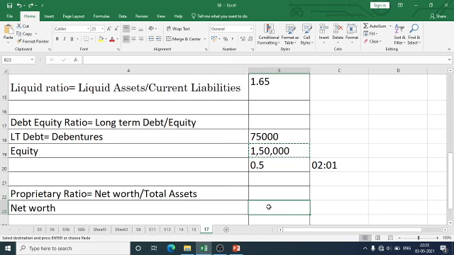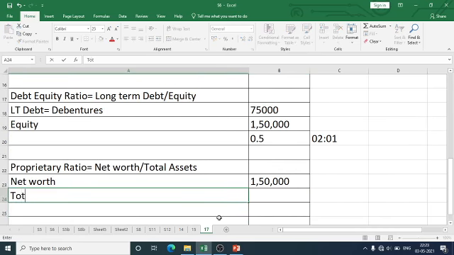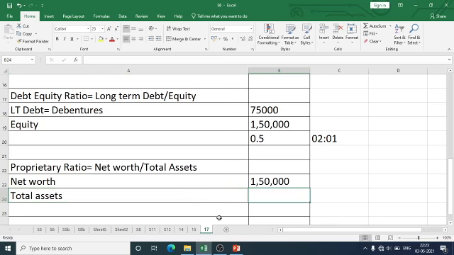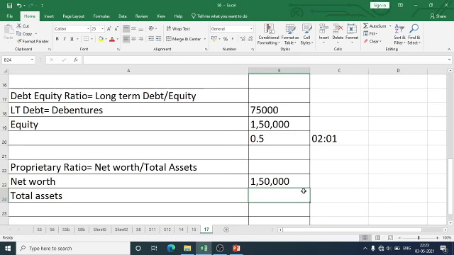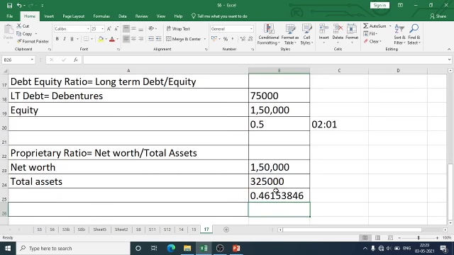So it should be written here as net worth. Next, the total assets. So total asset value we need to take from the balance sheet, 3,25,000. So proprietary ratio will be net worth upon total asset. So that is 0.46. So this is the calculation with respect to proprietary ratio.